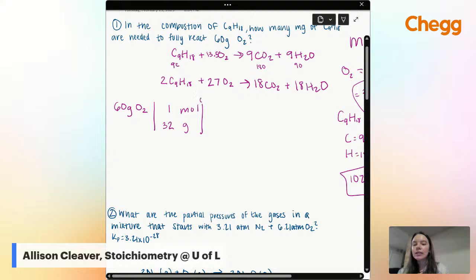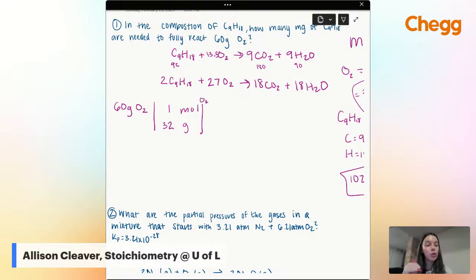Now, this is O2, moles of O2. We're at moles of oxygen, and we need to somehow get to moles of C9H18 so that we can get to milligrams of C9H18. So to do that, we're going to use those coefficients in that balanced chemical equation. That's why balancing that equation is so important.